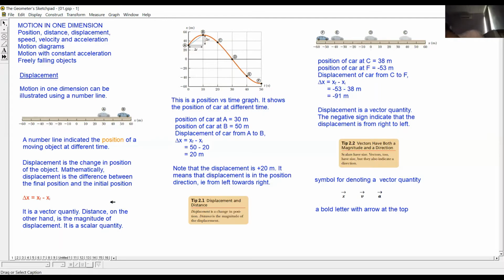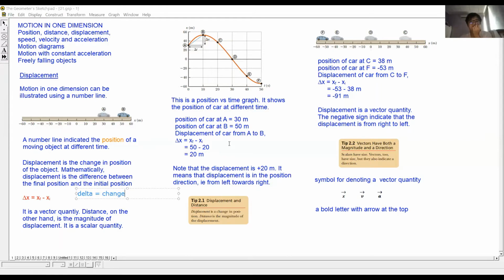Mathematically, it is written like this. The displacement is delta x. Delta here represents the change. Normally in mathematics, this symbol delta means the change: change in position, change in velocity, change in speed, and so on. So the small triangle delta there means change.